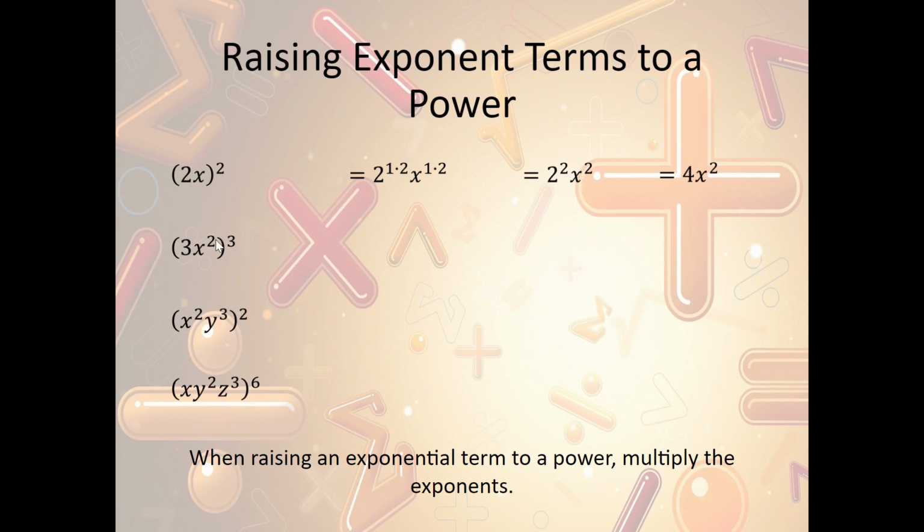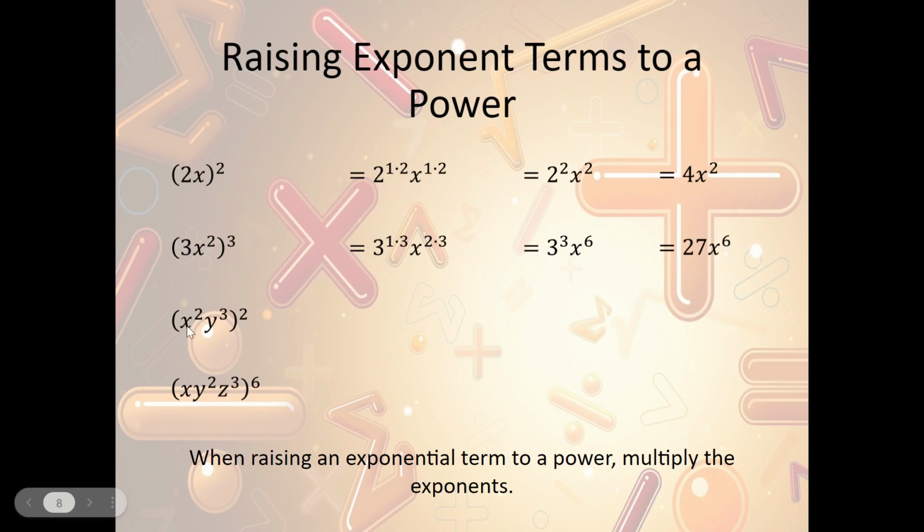Let's look at this one. Again, same thing. This is 3 to the first and x squared. So we're going to multiply each of those by the power out here, which is 3. So we get 3 to the first times 3, and x to the second times 3. Well, we know that 3 to the first times 3 is 3 cubed, and 2 times 3 is 6. So we get 3 cubed times x to the sixth, and 3 cubed is 27. So it's 27x to the sixth.